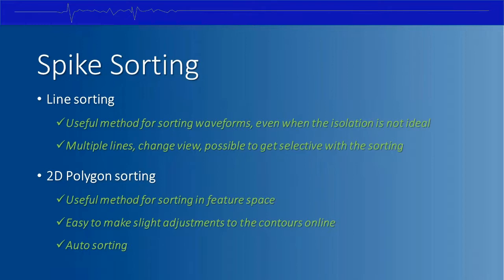We also talked about 2D polygon sorting. This is a method for sorting waveforms projected into feature or cluster space. It's easy to make slight adjustments to the sorting, and with the 2D polygon method, auto sorting is also possible.